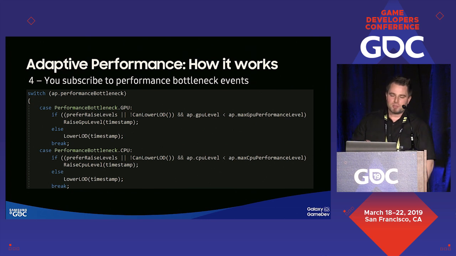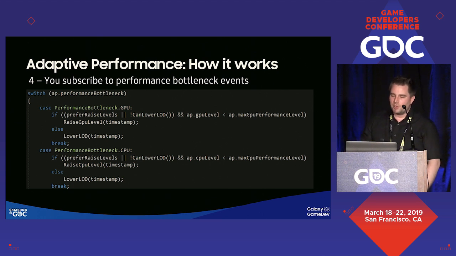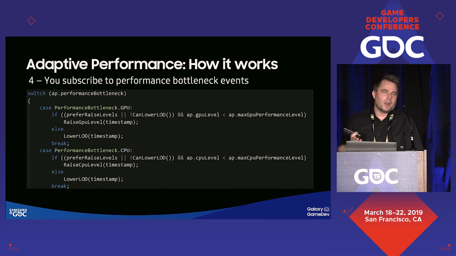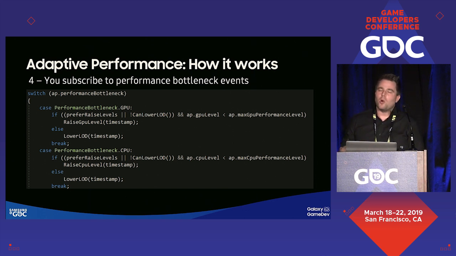And then there are also the performance bottleneck events. Those events tell you if you're GPU bound, CPU bound, or target frame rate bound. In case you're GPU or CPU bound, we raise the CPU or GPU level respectively, because you need more power on the CPU or GPU. If this is not possible anymore, or for some other reasons, we lower the LODs. This is a very simple example, so you can do whatever you want in this case.